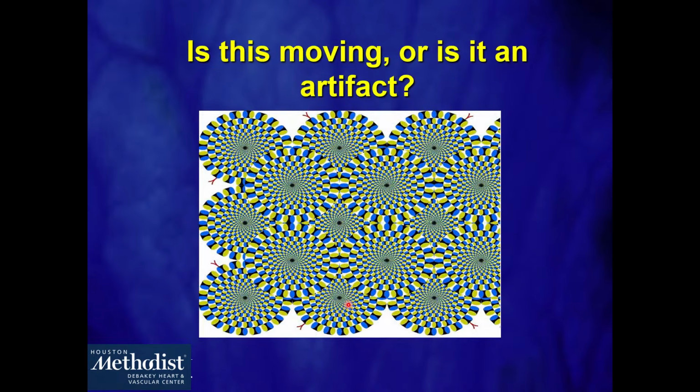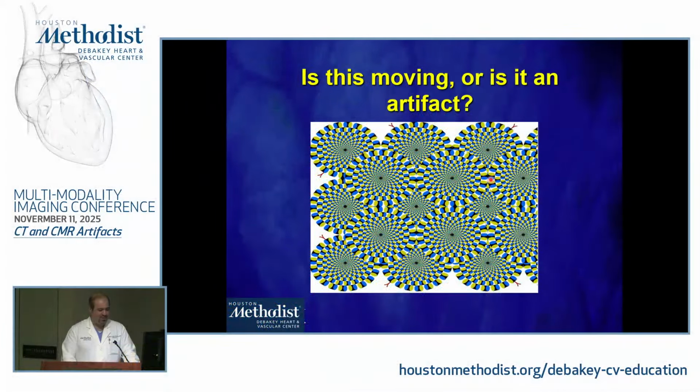All right, John Michel, is this moving, or is it an illusion or an artifact? It's moving, but it's not moving. If you focus on every circle, it's actually pretty stationary, but when your eye looks at all these multiple circles en route, you get the illusion that they're moving. So these are all stationary circles and none of them are moving.